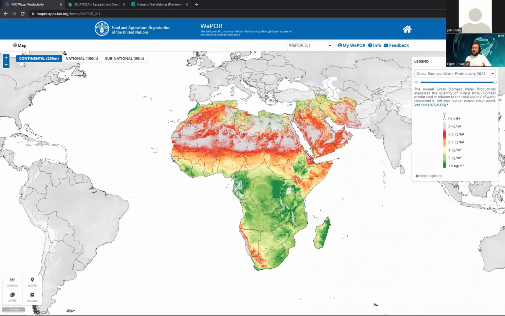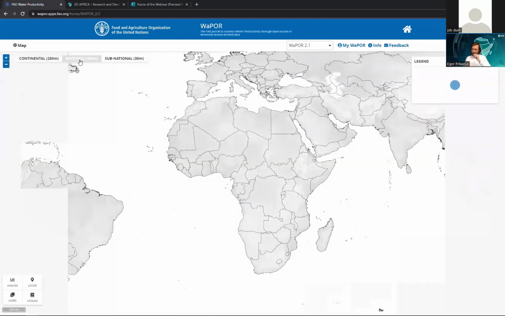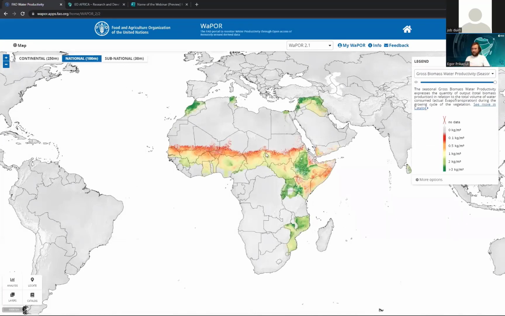There are 3 levels of resolution: continental level, 250 meter, national level, 100 meter. I can click and we'll see that there are fewer areas that participate in this program, and the subnational layer, there are small polygons, 30 meters.